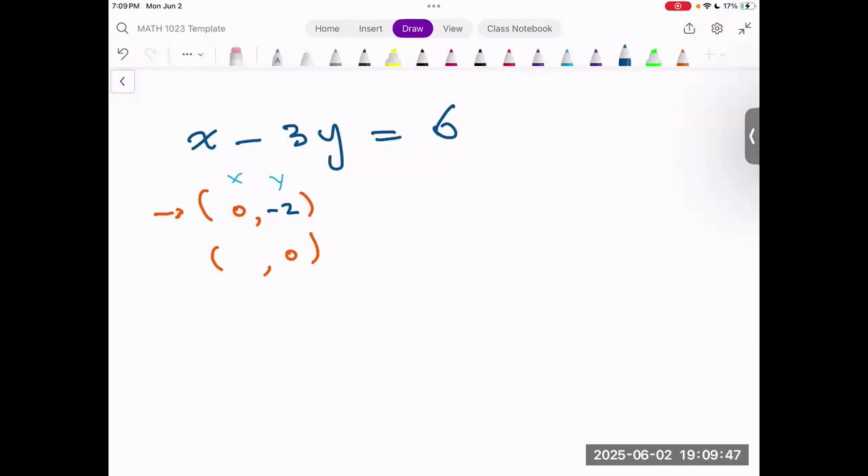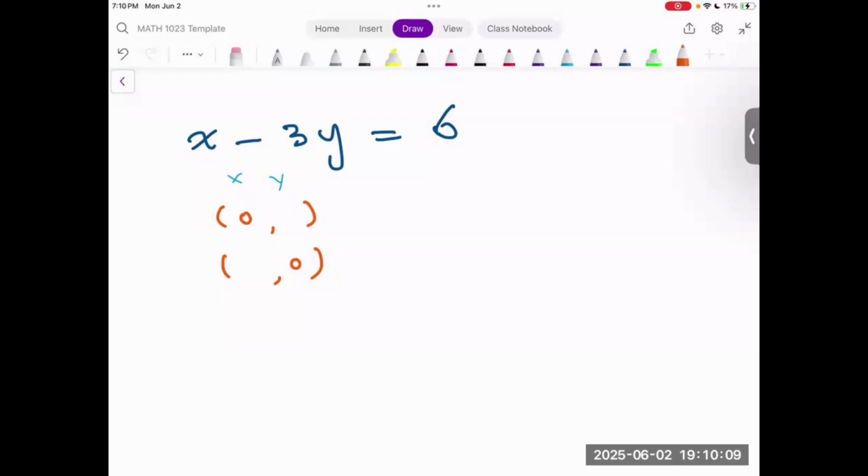So let me do the steps again, right? I did not know which is which. I don't really focus on which one I'm going to do. I just know that one of them is going to be 0 and the other one is going to be 0 here, since one is the x-intercept and the other one is the y-intercept.